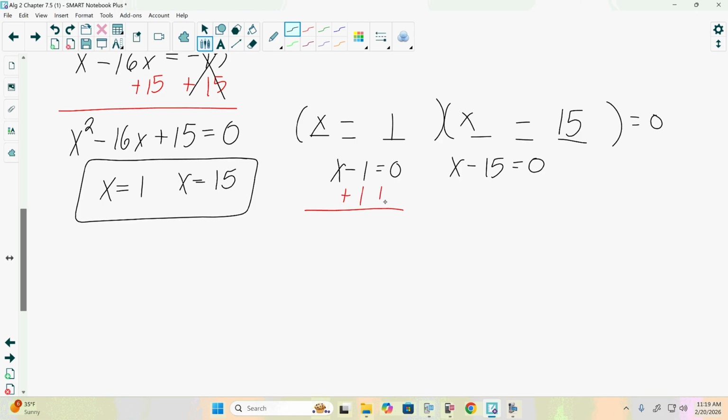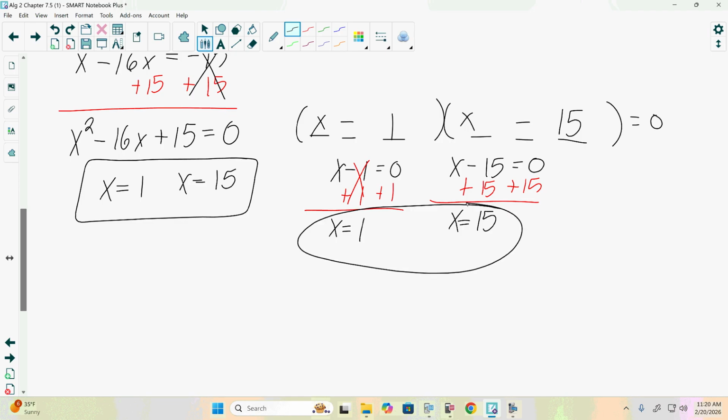Because if we went about factoring it, we get to the same exact spot.